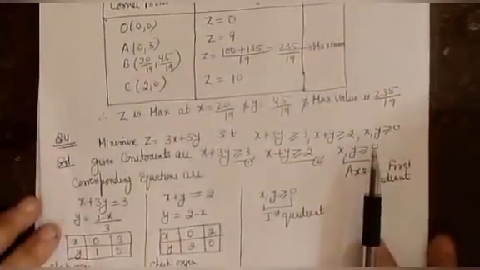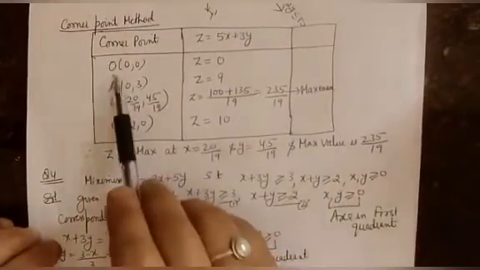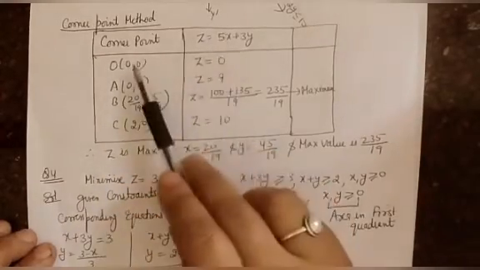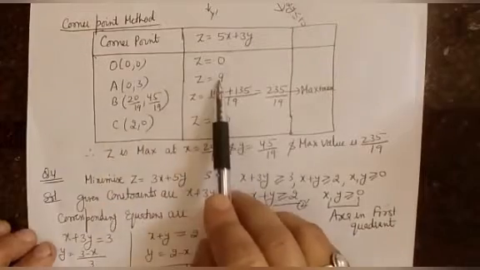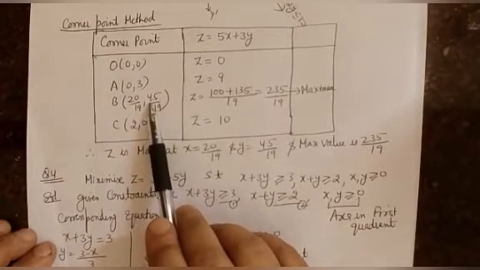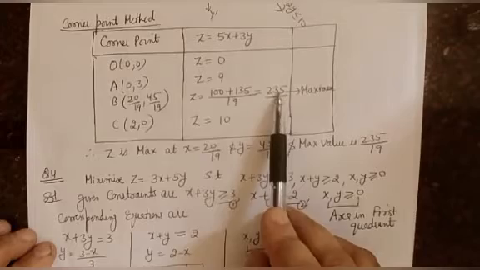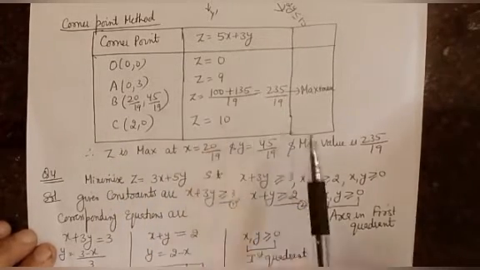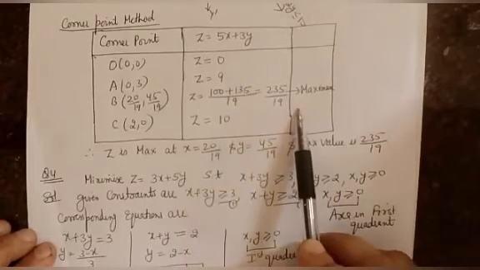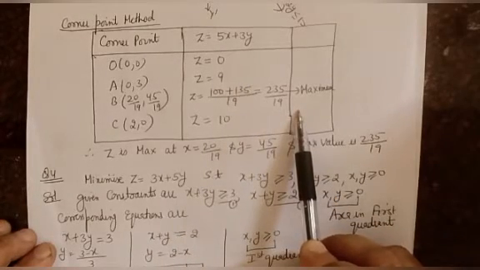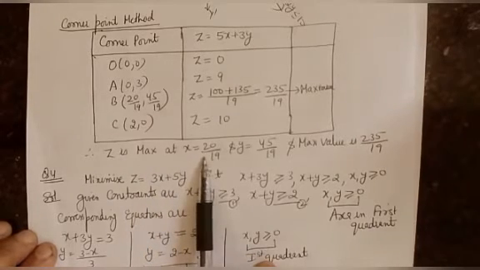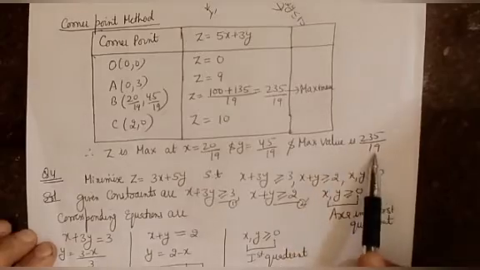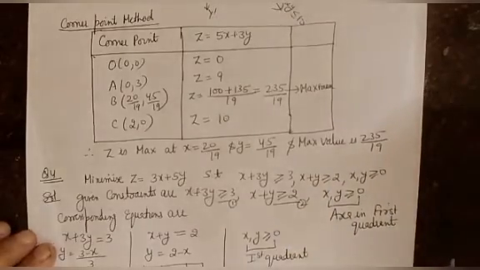Okay, so let us check the corner points, applying the corner point method for these 4 points. The value of the objective function for 0, 0 is 0. For 0, 3 it is 9. For B, 20 by 19, 45 by 19, this is turning out to be 235 by 19. And for 2, 0 it is turning out to be 10. And I can locate out of these, this is the maximum value, which is my required maximum. So Z is maximum at x equal to 20 by 19 and y equal to 45 by 19, and the maximum value is 235 by 19.